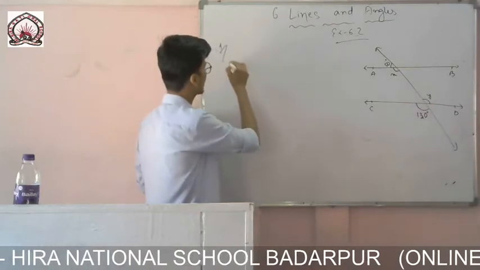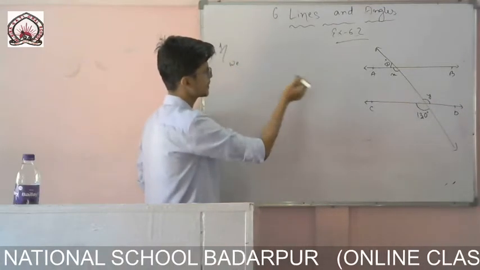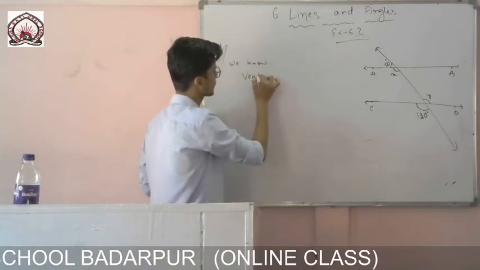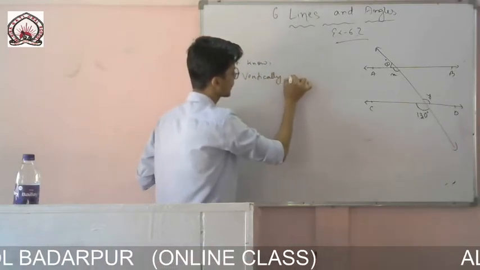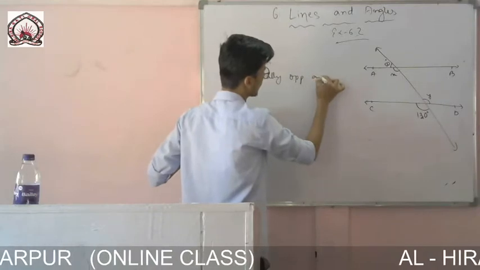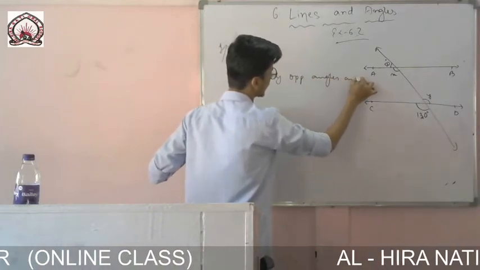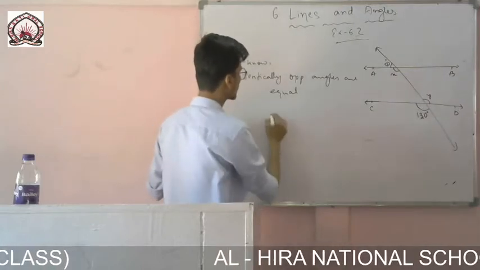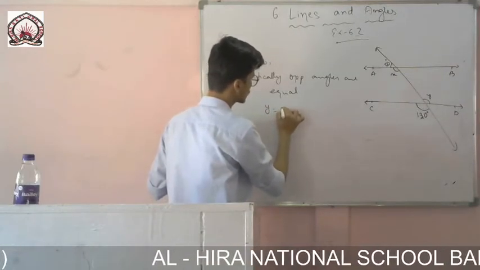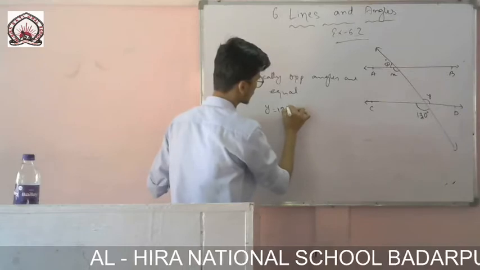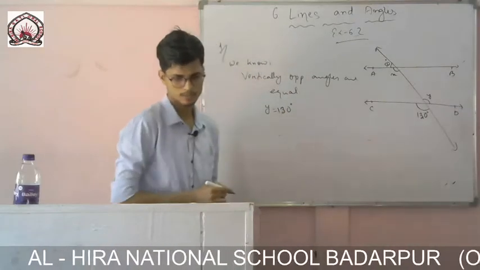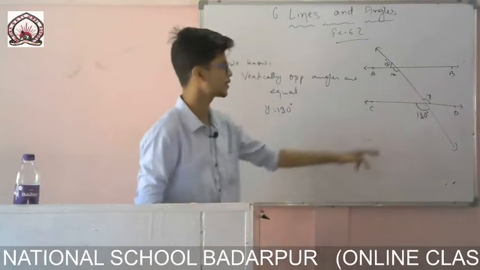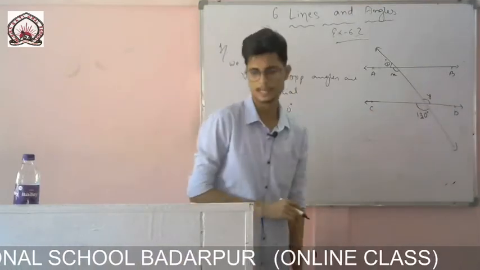So first of all, let me write y, because it is very easy here. Easily I can see, we know vertically opposite angles are equal, so I can write y is equal to 130 degrees, because vertically opposite angles are equal.